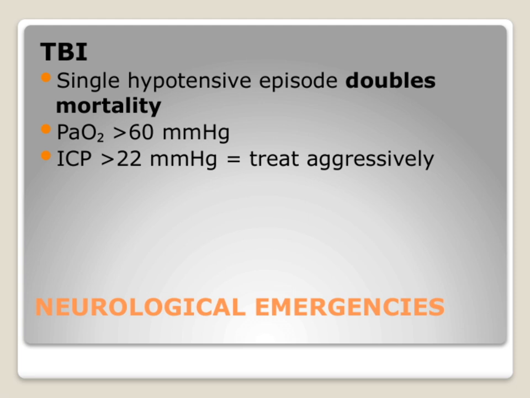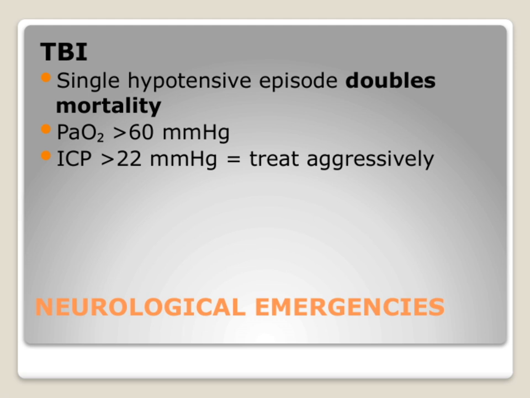Let's talk about some key points regarding traumatic brain injury, or TBI. First, even a single hypotensive episode can significantly increase the risk of mortality, essentially doubling the chance of a poor outcome. That highlights how crucial it is to maintain stable blood pressure in these patients. Next, we look at oxygenation, specifically aiming for a PaO2 greater than 60 mmHg. Ensuring adequate oxygen levels is vital because hypoxia can worsen brain injury.